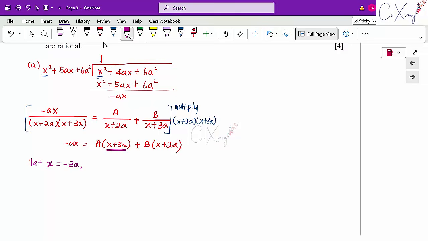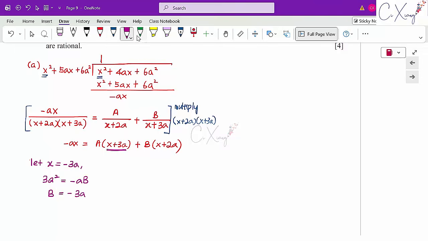So negative a multiplied with negative 3a, you'll have positive 3a squared. That equals, substituting negative 3a here, negative 3a plus 3a becomes 0, so 0 multiplied with A, your A disappeared. Then for negative 3a plus 2a, you have negative aB. And we are looking for the value of B, so the value of B will be negative 3a. Alright, so you successfully get the value for B.